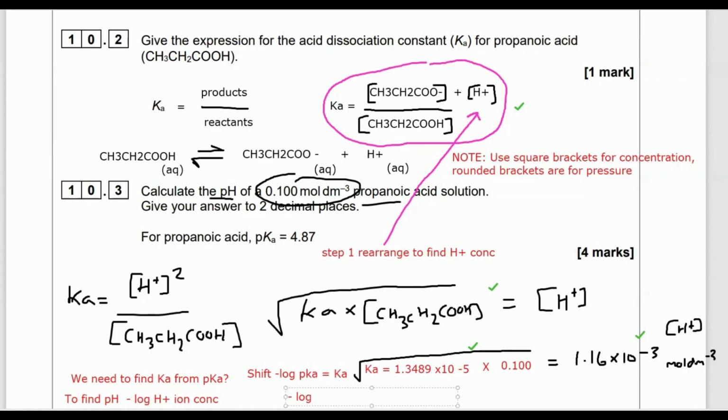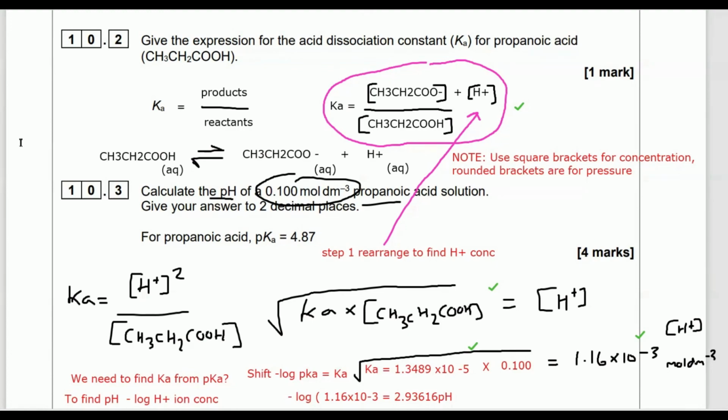Now, for the 4th mark, so this will get us our 3rd mark, working out the pH here. Let me put this in my calculator, guys. And we get the number 2.93616, and that's the pH of this propanoic acid solution.